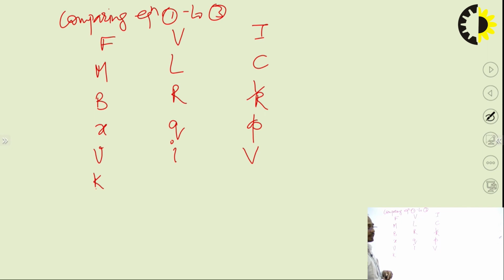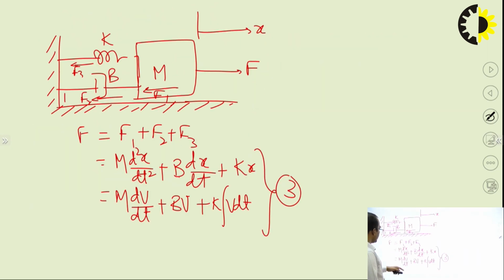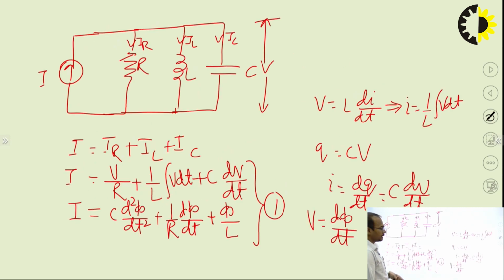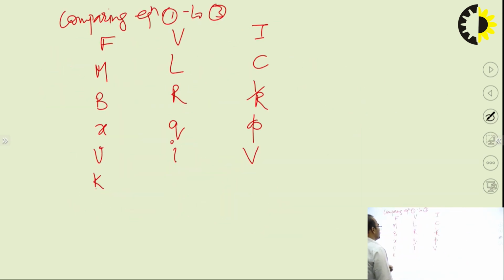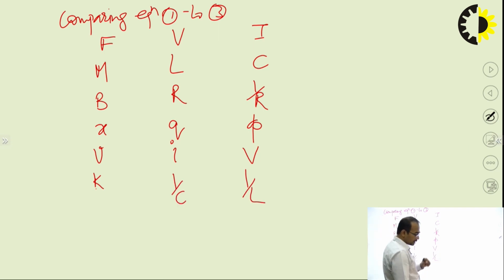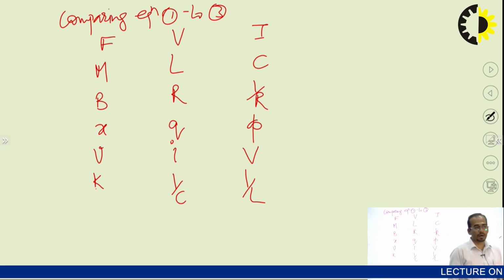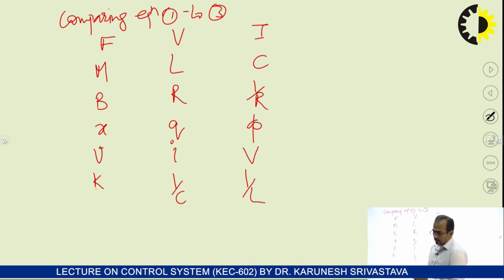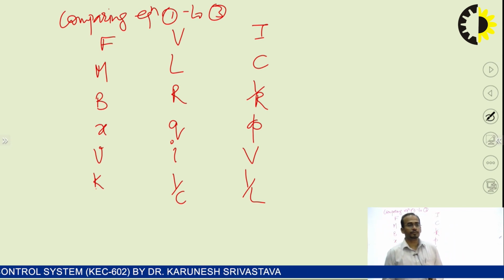And what will be the value of K? K is the integral part. So K is equal to 1 by C in case of voltage, and 1 by L in case of current. So this is the table for converting the mechanical system into electrical system. By using this table we can convert the mechanical system into electrical system.